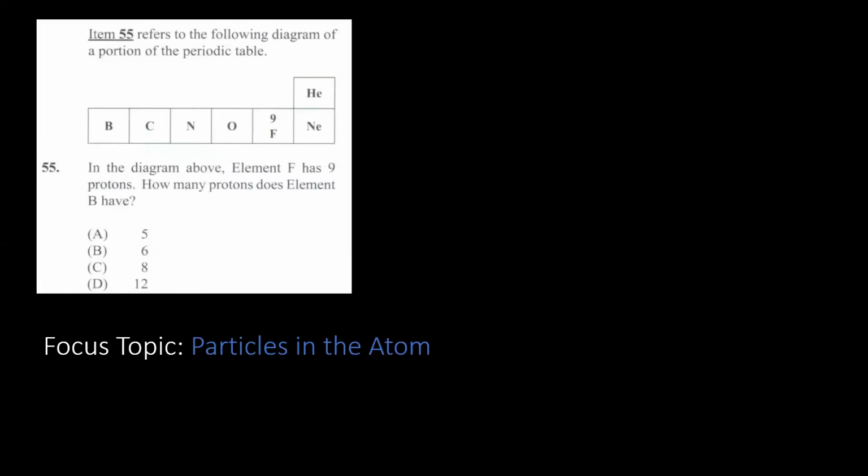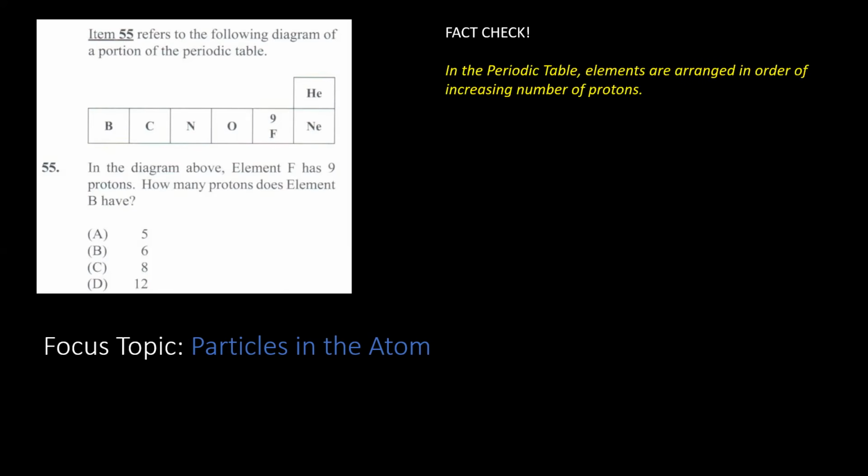Number 55 refers to the following diagram of a portion of the periodic table. In the diagram above, element F has 9 protons. How many protons does element B have? All right, so if we count back from F, you see that O should have 8, N should have 7, C should have 6, and B should have 5. So our answer is A.